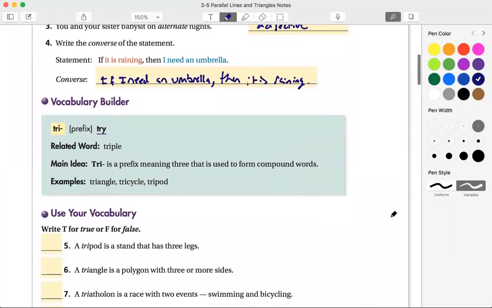All right, so vocabulary, tri. Related word is triple. Tri is a prefix meaning three that is used to form compound words. So in this class, we're going to use it for triangle, tricycle, tripods, or other examples.